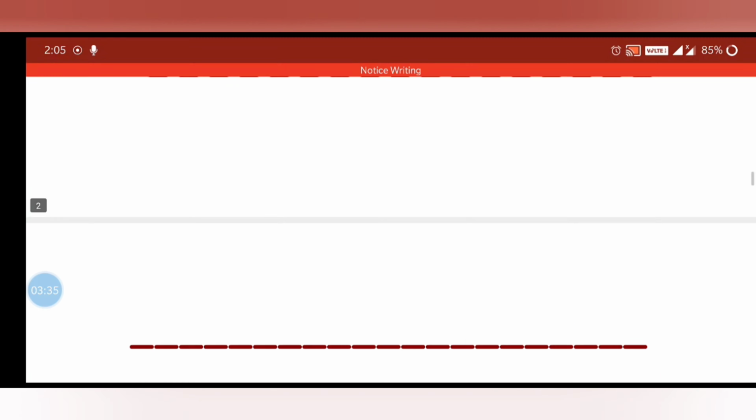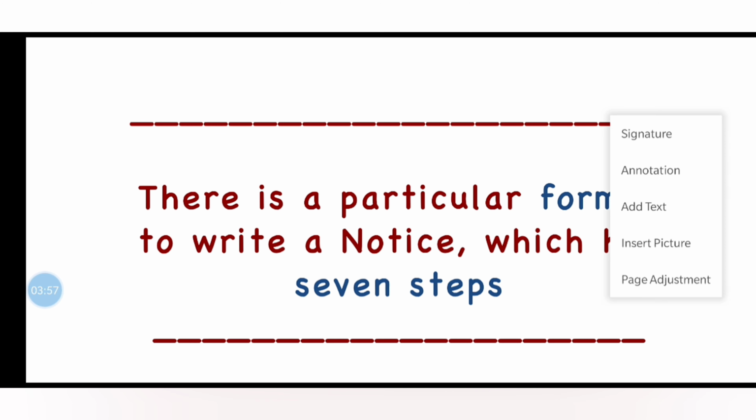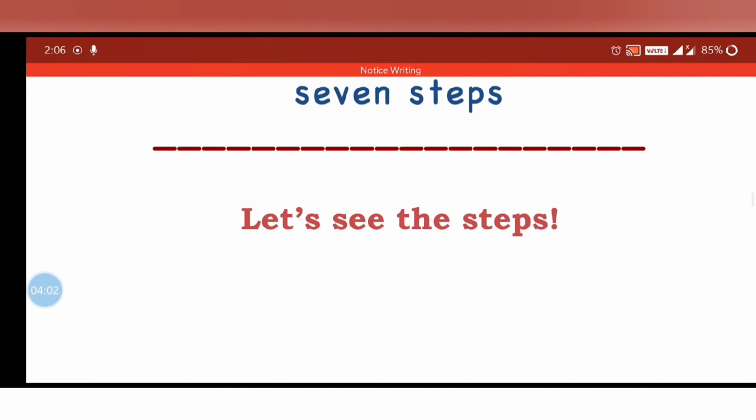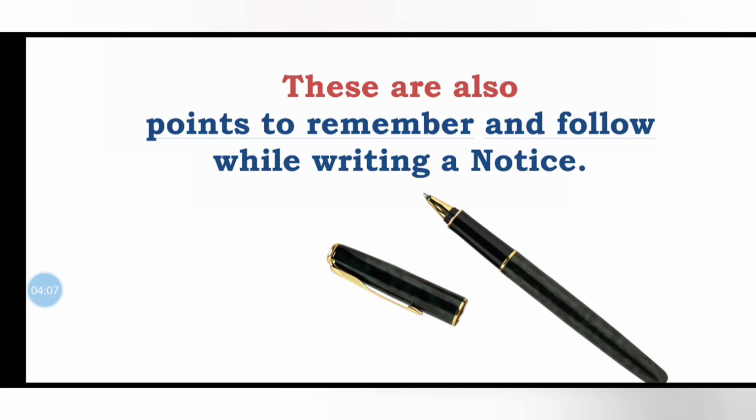Now, there's a particular format to write a notice which has 7 steps. Just like you have a format to follow when you write a letter, where the first step is to write the address, then you write the date, and so on. Similarly, there's a format to be followed for a notice as well. So, let's look at these 7 steps. These are also points to remember and follow while writing a notice. These are very important points, children.